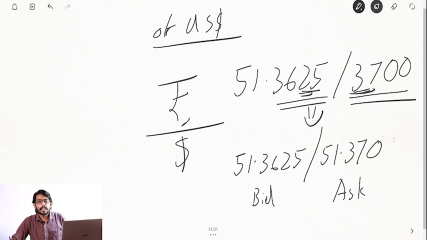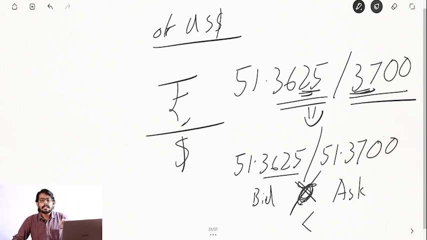3700. Okay. Mind you, however, in no universe will bid rate be greater than ask rate. This is absolutely impossible. Bid rate is always lower, because the bank is buying at bid and the bank is selling at ask. The buying rate for the bank will always be less than the ask rate. Keep that in mind. Keep in mind the terminology also.